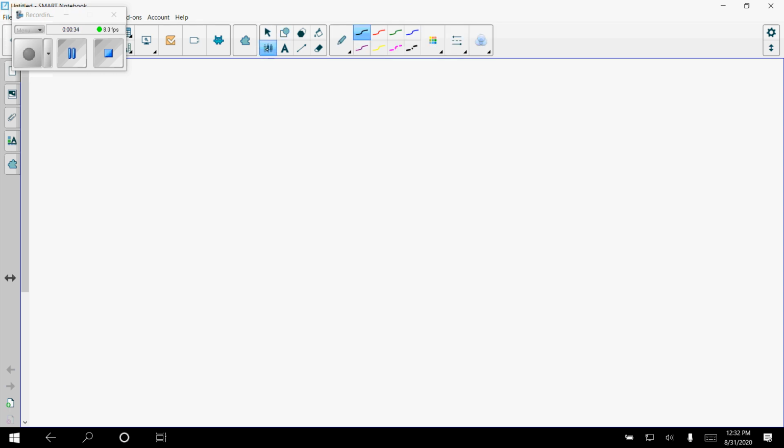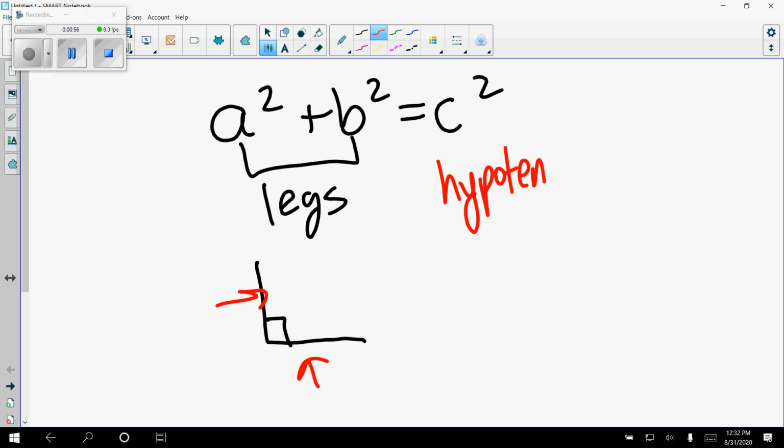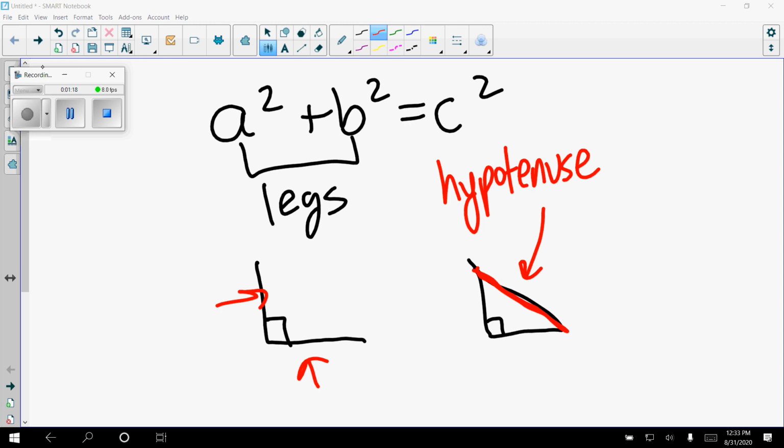So first of all, remember that the Pythagorean theorem is a squared plus b squared equals c squared. Okay? These are both the legs. If we think about a right angle, those are the two parts that are connected to the right angle. The c is the hypotenuse. Remember, we had the two legs, and that's the hypotenuse. The legs are always connected to the right angle, and the hypotenuse is always across from the right angle. Okay? So that's key thing number one.